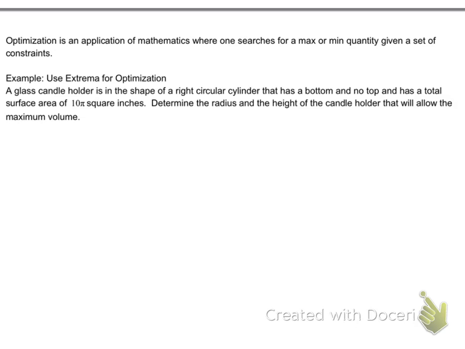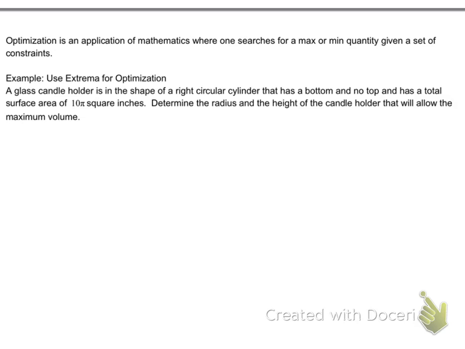It says that there's a glass candle holder in the shape of a right circular cylinder. It has a bottom and there's no top. It has a total surface area of 10 pi square inches. I don't want the maximum volume it holds. I actually want the radius and the height of the candle holder that will give me the maximum volume.